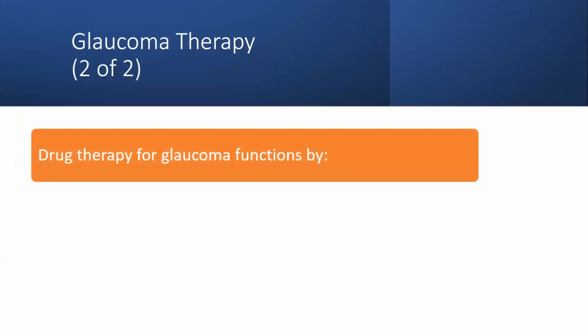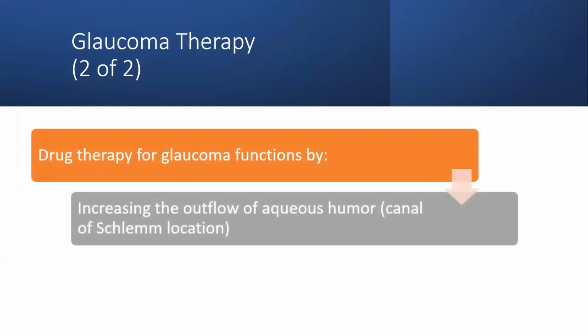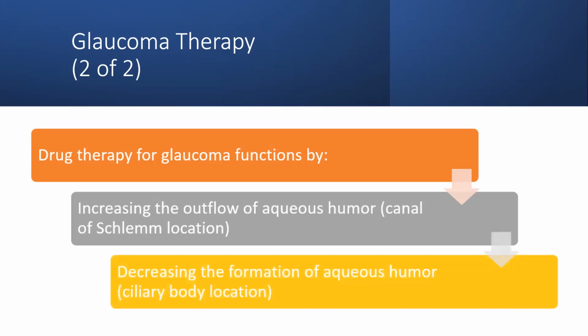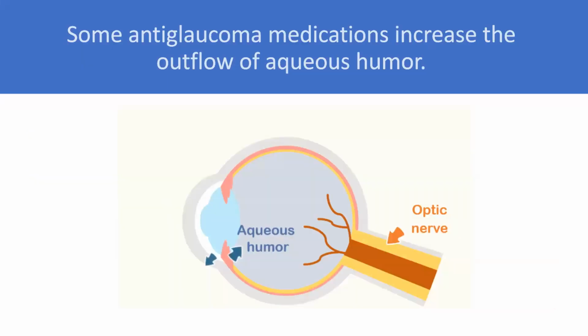The drug therapy for glaucoma functions, as I explained, by either increasing the outflow of the aqueous humor through the canal of Schlemm, or decreasing the formation of the aqueous humor, which is at the ciliary body location. So there are some anti-glaucoma medications which increase the outflow of the aqueous humor, so we're going to use those ones.